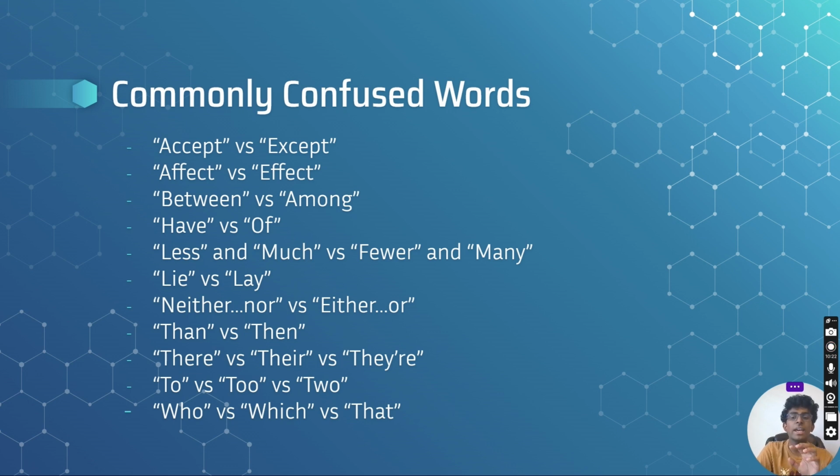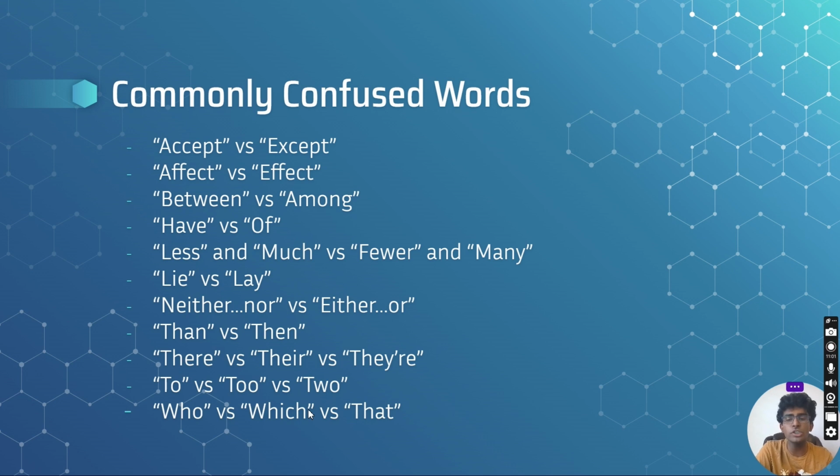Than versus then. Then is kind of connecting, versus than, which is more comparison based. There versus their versus they're. There is a location. Their is possession. And then they're is "they are." Two versus to versus too. To, like I go to the place, that's location. Too, I had too many burgers, that's having an excess amount. And then two, obviously, is two different things.